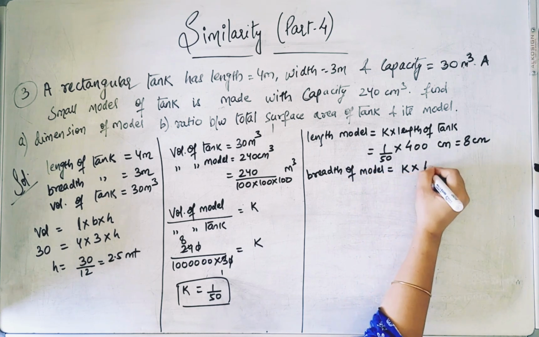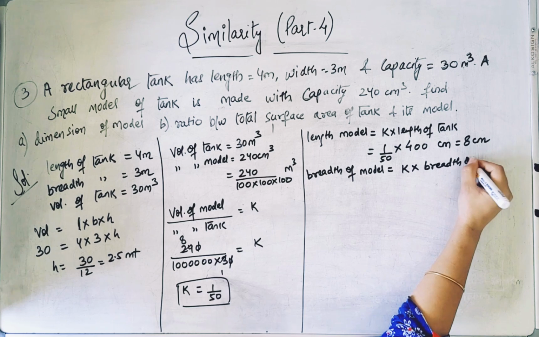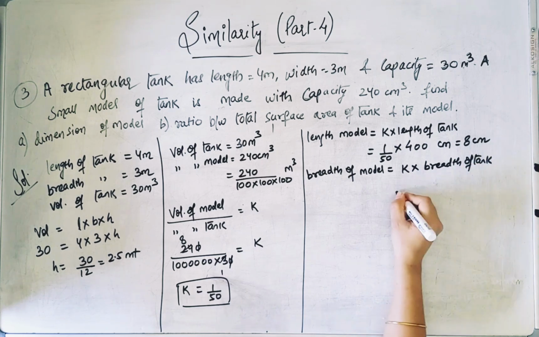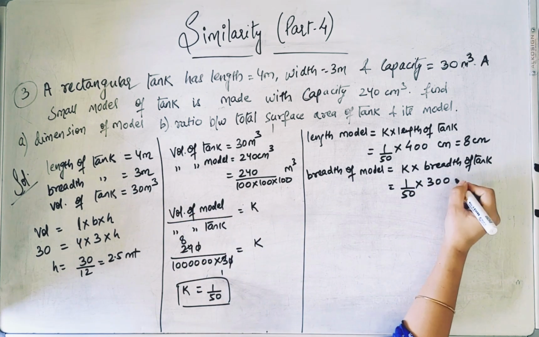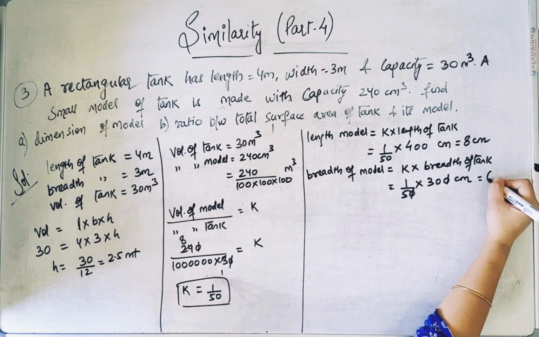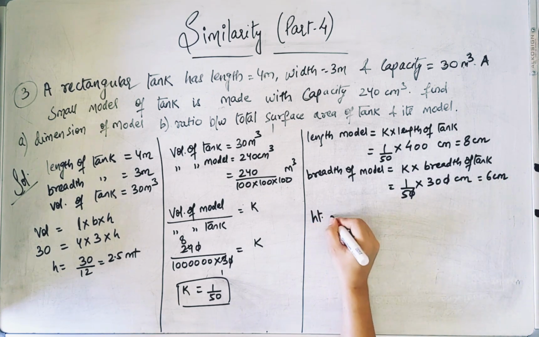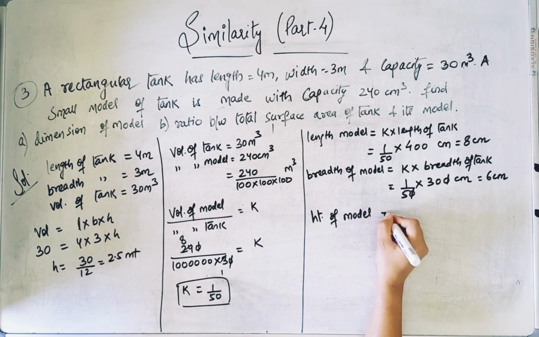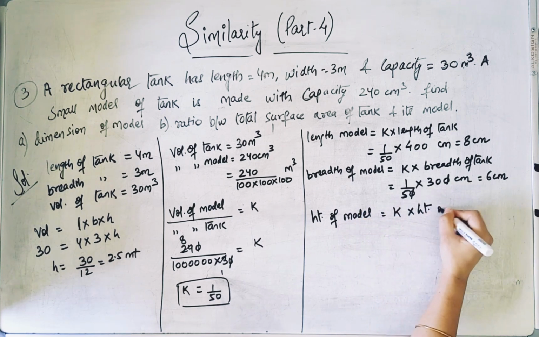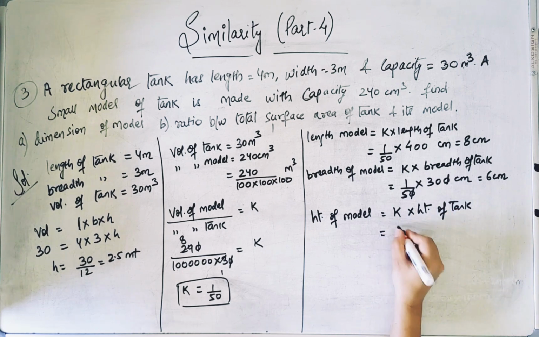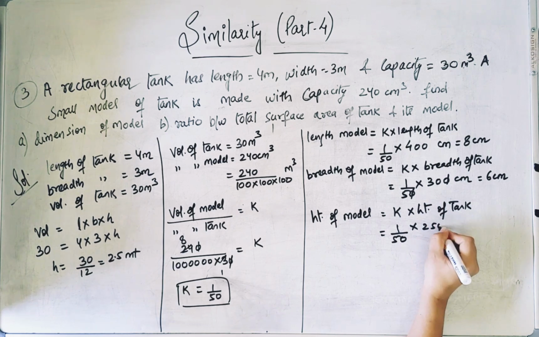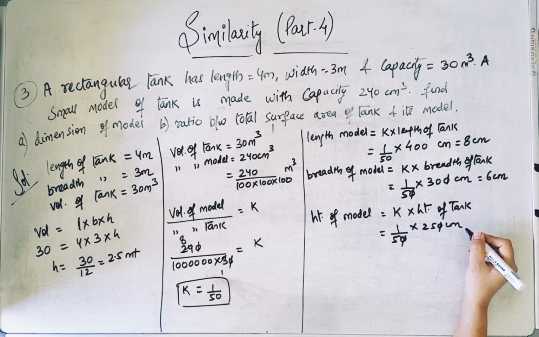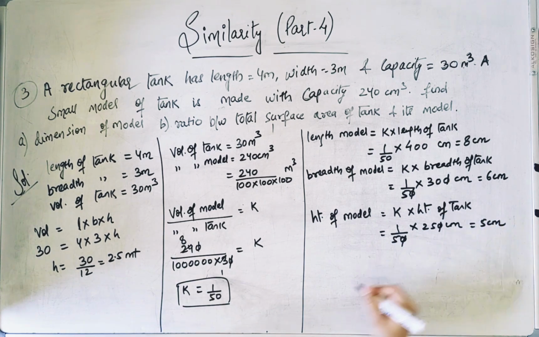Similarly, breadth of model will be K into breadth of tank. K is again 1 by 50. Breadth of tank is 3 meter. So we'll write 300 centimeter. This 0 and this 0 got cancelled, 6 centimeter. Height of model. Height of model will be K into height of tank. K is 1 by 50. Tank की height है 2.5 meter. तो this will be 250 centimeter. ये and ये cancel हो गया. So it will come approximate 5, 5 5s are, that is 5 centimeter.